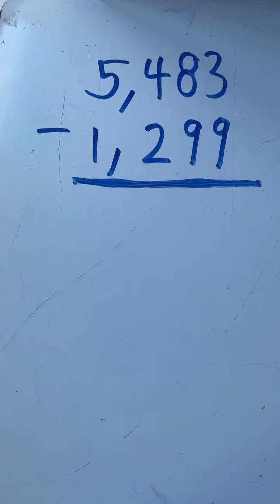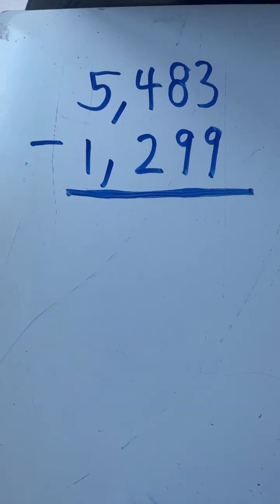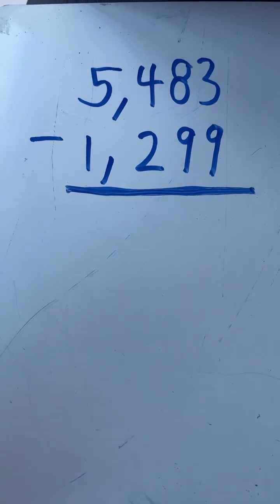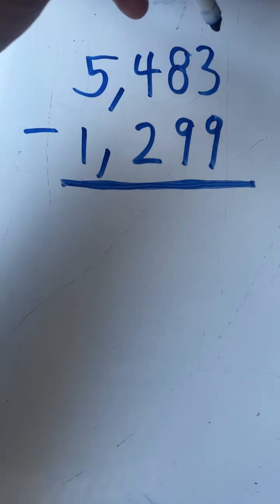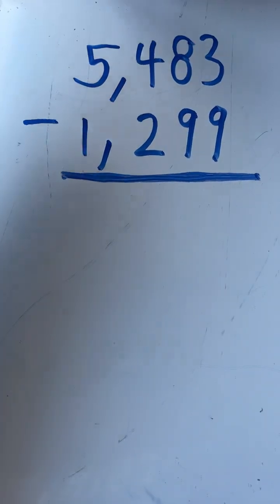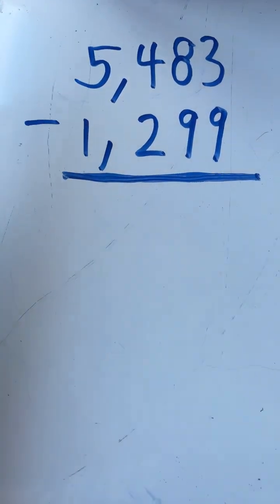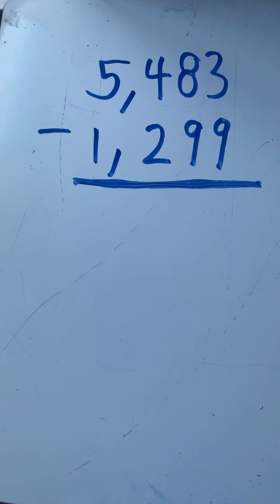Before I subtract everything, I'm looking at each of the digits, and I see that I'm going to need to regroup in the ones and tens place. You can't start out with 3 and take away 9. You can't start out with 8 and take away 9 because 9 is bigger. So we have to regroup.